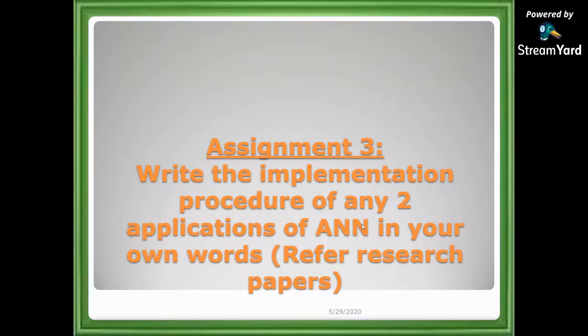Assignment 3: write the implementation procedure of any two applications of ANN in your own words. For these, you need to have the help of research papers. Now we are coming to the third day of FDP. I understand that you are completely good in basics. So now we need to move to the expert criteria where we need to read some research papers. At least download and check how neural network is used for their application. Write in your own words and submit any two applications.